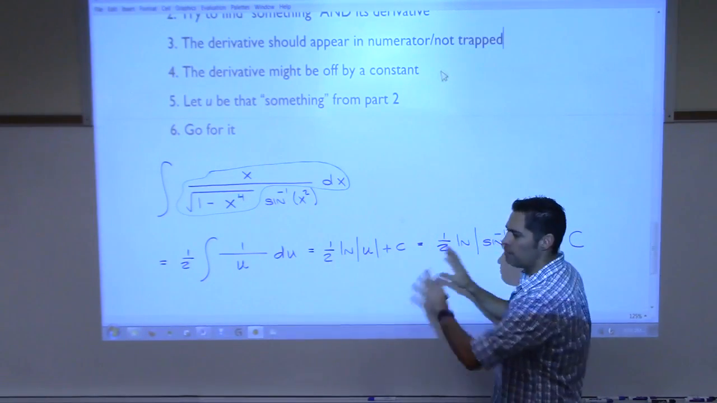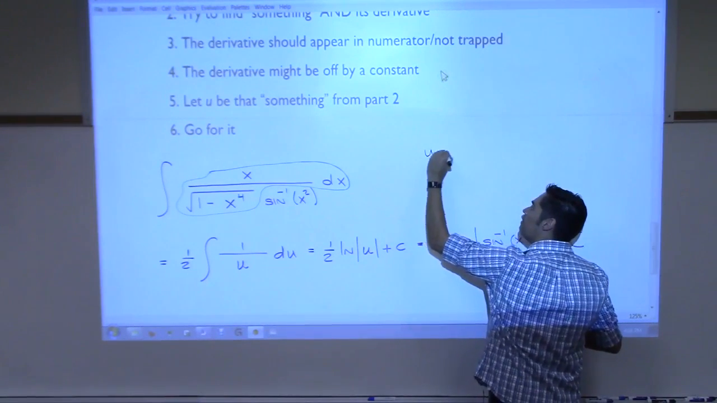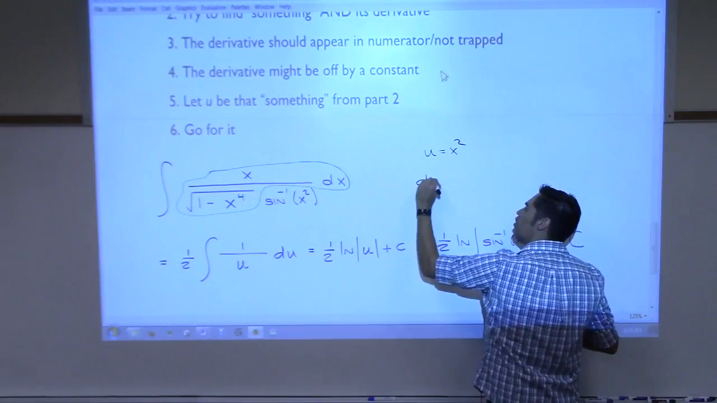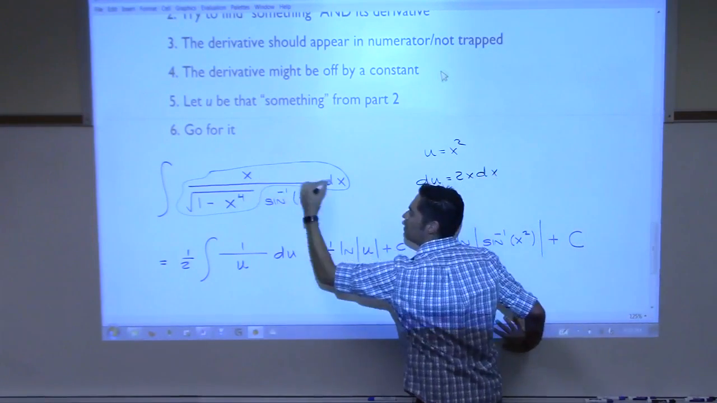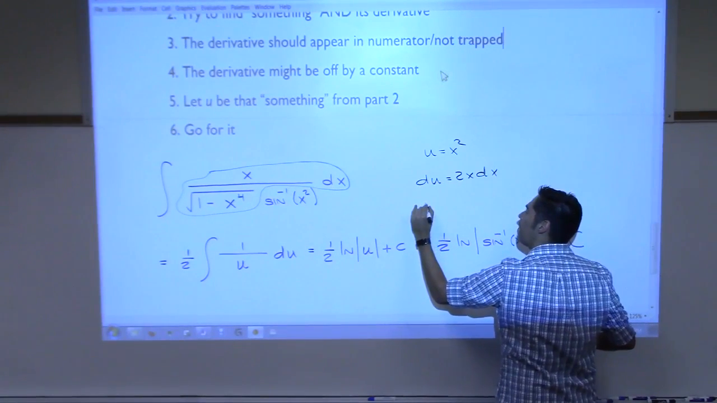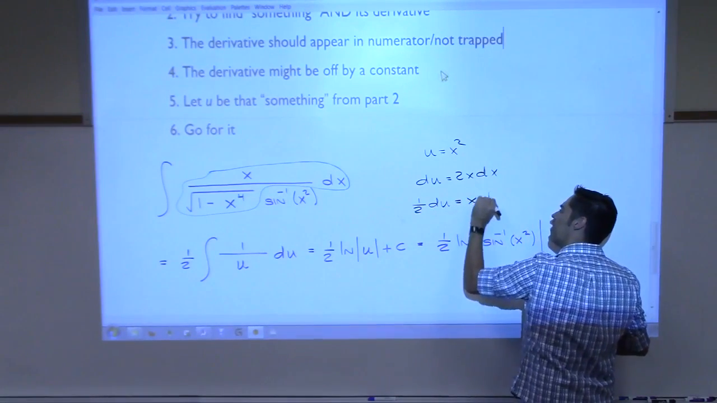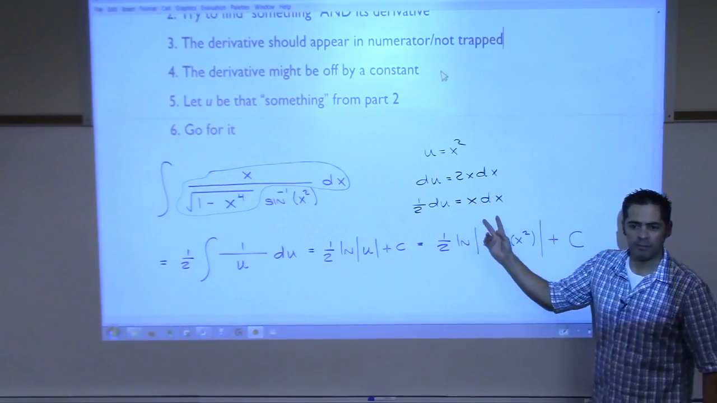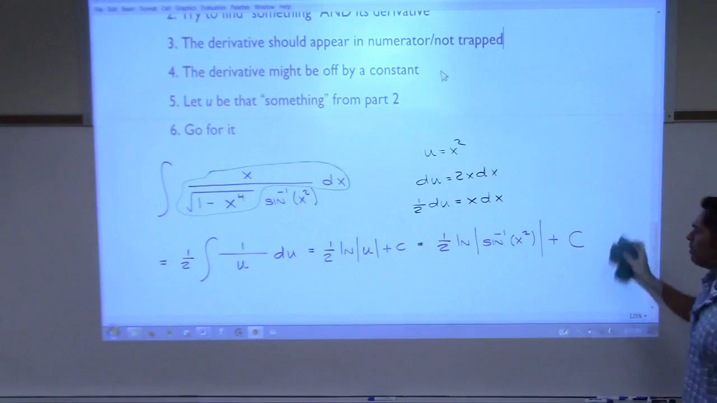So let's act like we didn't get it all in one shot. I could have said u is x squared, right? Then du would have been 2x dx. I have x dx, don't I? And so this would have become 1/2 du equals x dx, right? Just so I can make it match. And now let me rewrite the whole problem.